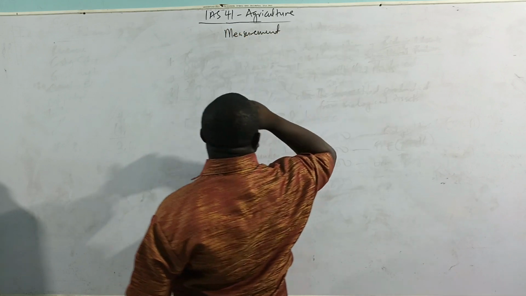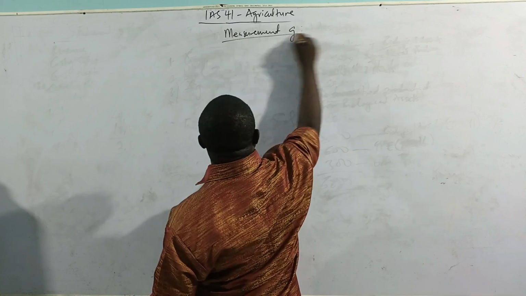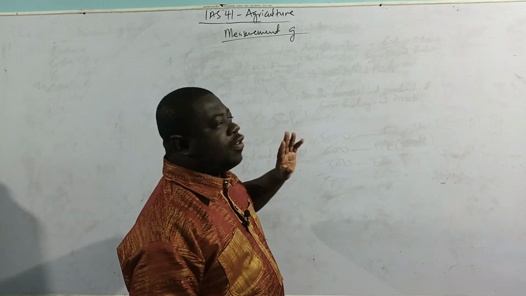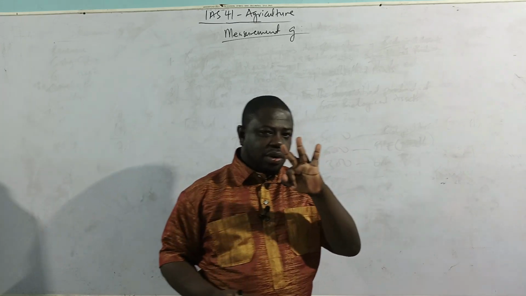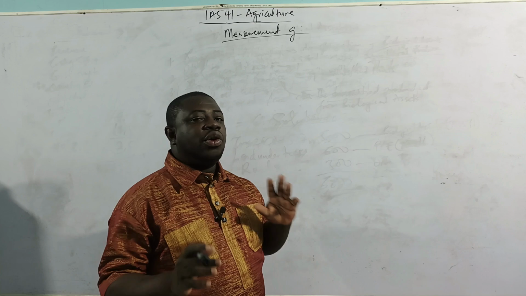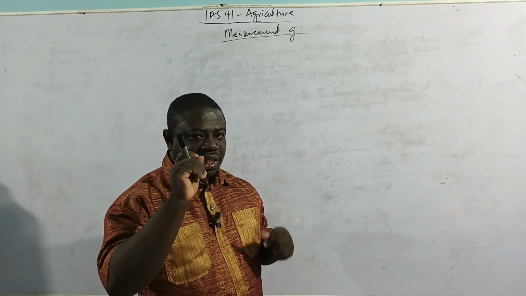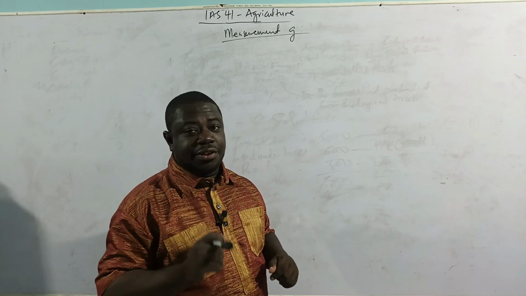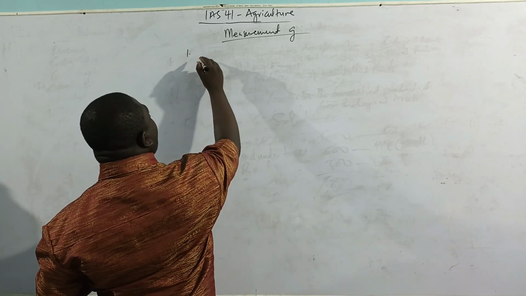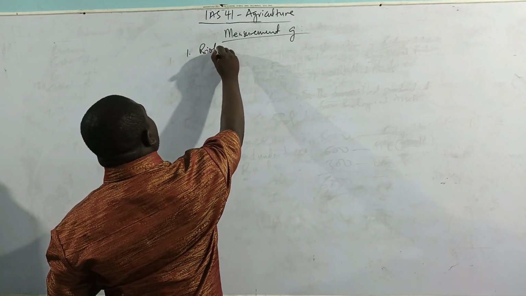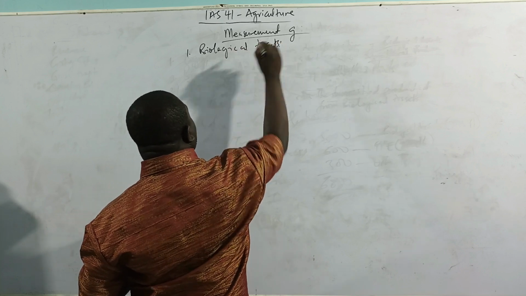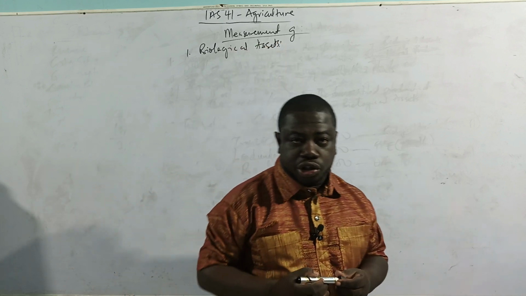Now with measurement, we are dealing with two assets here, biological assets and agricultural produce. Even though the measurement is similar, there is a thin line between them. There is a slight difference that I want to explain. So let me first deal with the measurement of biological assets. And then from there, when we understand, we'll look at the measurement of agricultural produce.